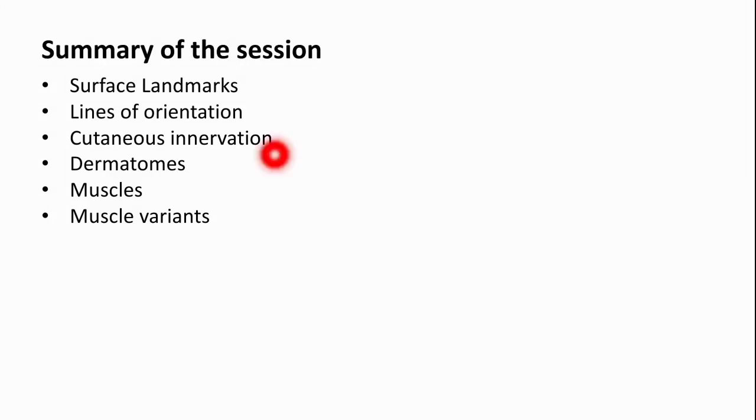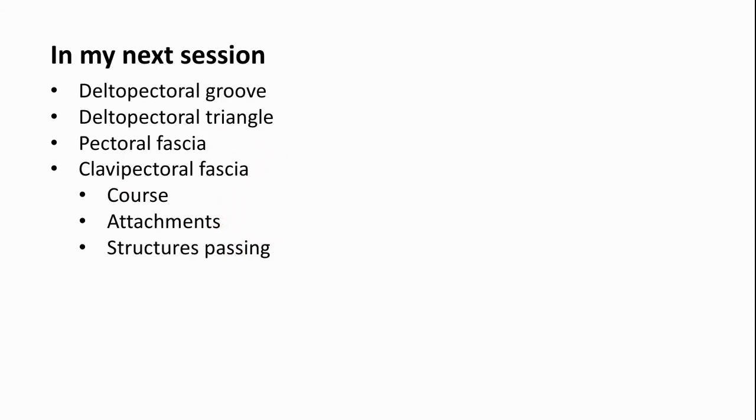Right. In this session, I have discussed the surface landmarks, lines of orientation, the cutaneous innervation, dermatomes, muscles, and muscle variants of the pectoral region. In my next session, I will be discussing the deltopectoral groove, deltopectoral triangle, the pectoral fascia, the clavipectoral fascia, its cores, attachments, and the structures passing.